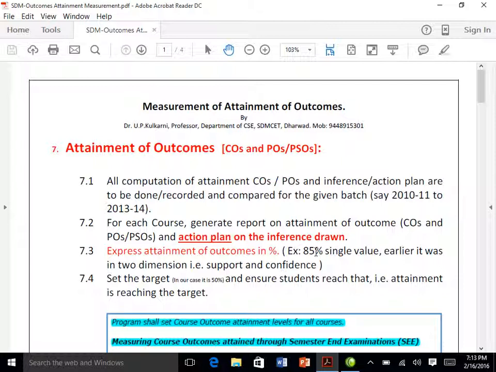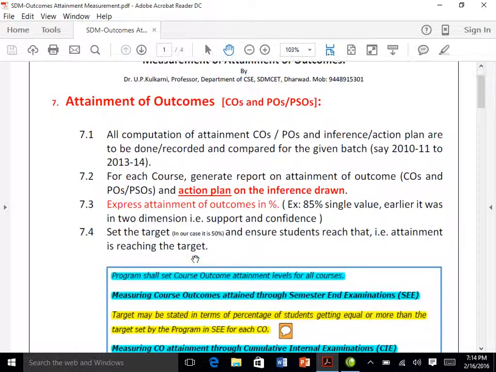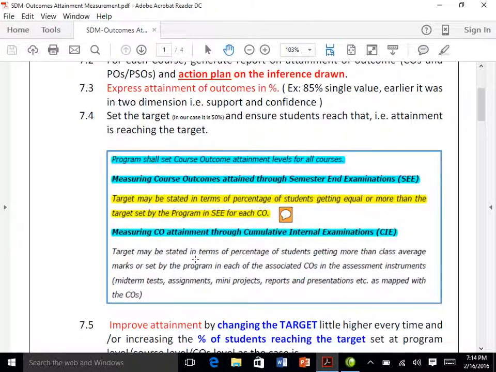Earlier we used to have two dimensions, one is support, the other is confidence. When you multiply support by confidence, you get the same value. Set the target and ensure the students reach that; attainment is reaching the target. In our institution, we have set it at 50% for all the programs, all the courses, all the course outcomes. However, a course teacher or a department can change this at course level, course outcome level, or program level. Now let's look into what the self-assessment report says.